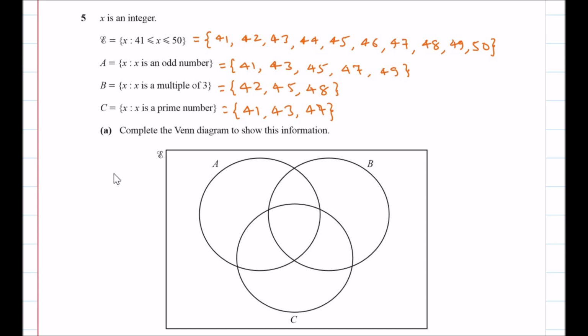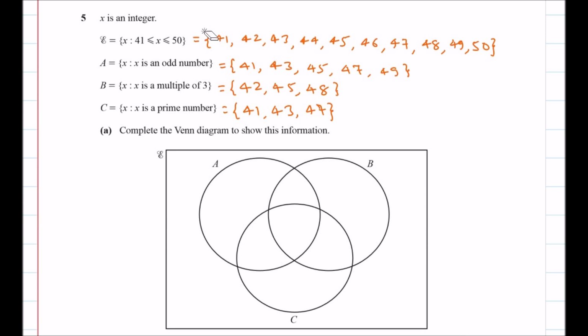Now we have to complete the Venn diagram to show this information. See, this is the region, this is the part which is common in all the 3 sets. If you check, we don't have any number which is present in all the 3 sets A, B and C. So that will remain empty. So no elements will be coming in this. Okay, now let us check between A and B.